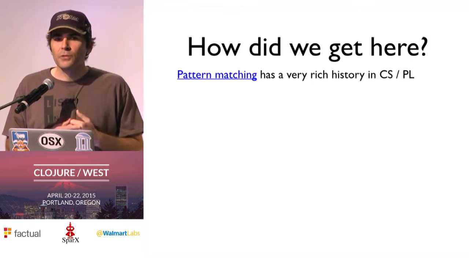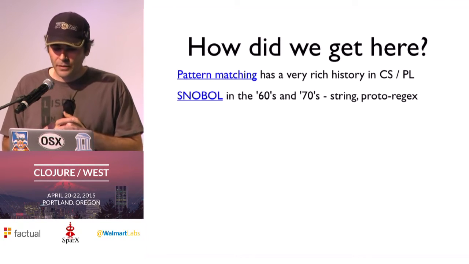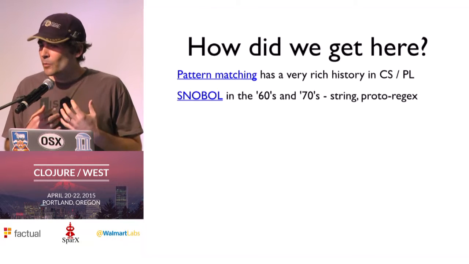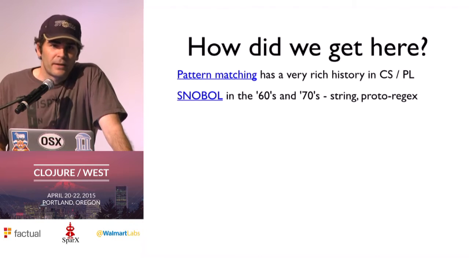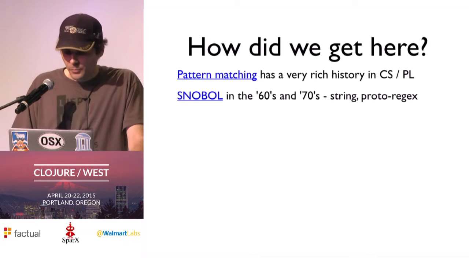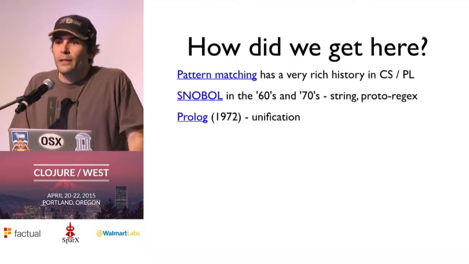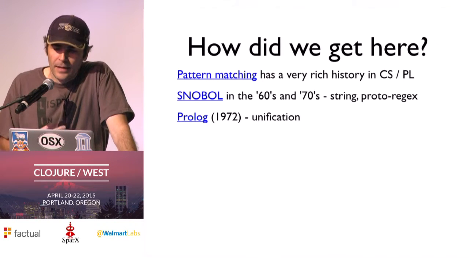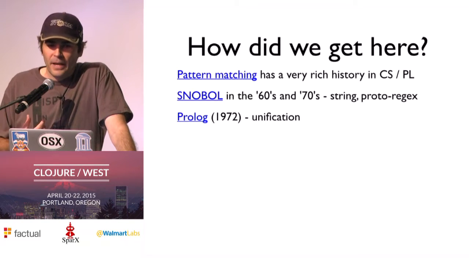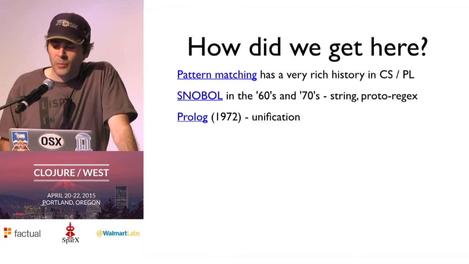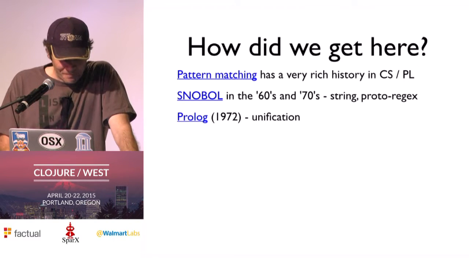So a little bit about the history of pattern matching. We've got a rich history within programming languages, and it starts all the way back in the 60s with Snowball. And that had a form of pattern matching around strings and something we all in this room would recognize that started to look a little bit like regular expressions. And then in 1972, we got Prolog. And Prolog is a language that has unification at its core. And unification is a kind of extra special, spooky form of pattern matching.